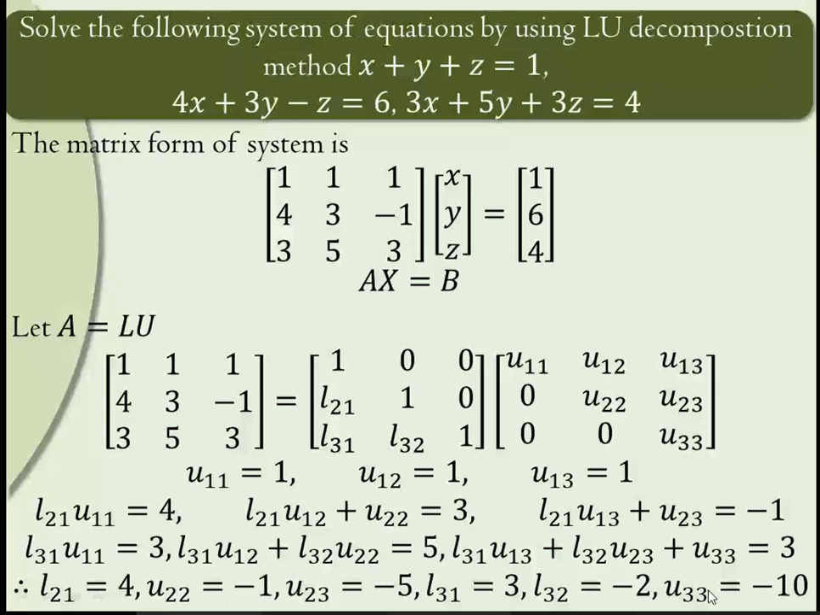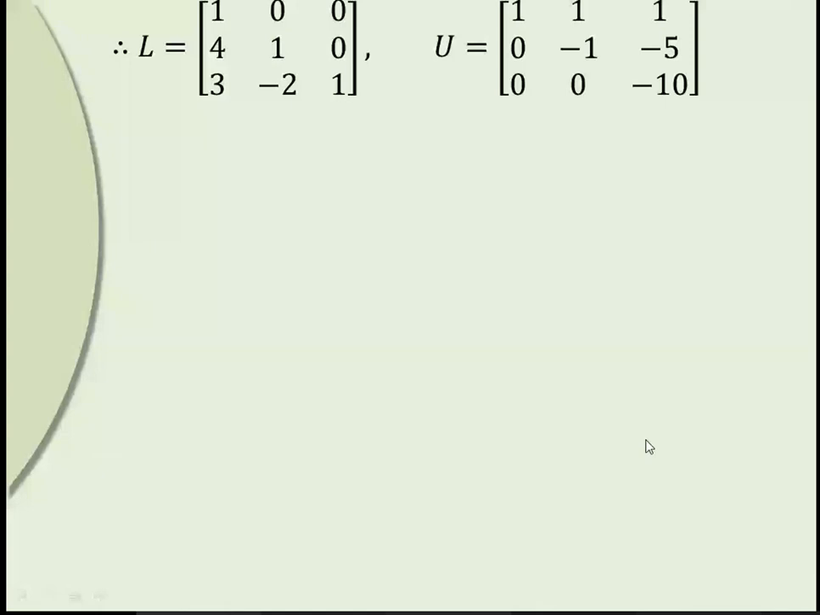It seems to be 9 equations, but this gets solved directly just by using previous values. 3 values we get directly. Putting these values into the next, we get these 3 remaining equations, and putting all the 6 values into this, we can get the other 3 equations. Now, put these values of L and U back into the matrices. So the matrix L will be 1 0 0, 4 1 0, 3 -2 1, and U is 1 1 1, 0 -1 -5, 0 0 -10.